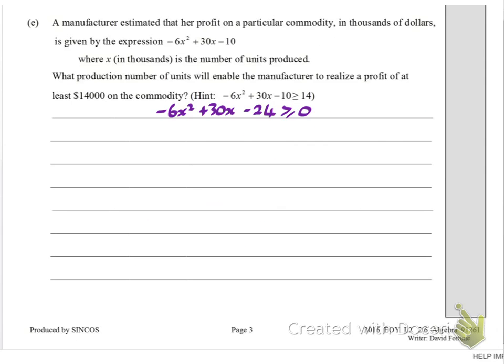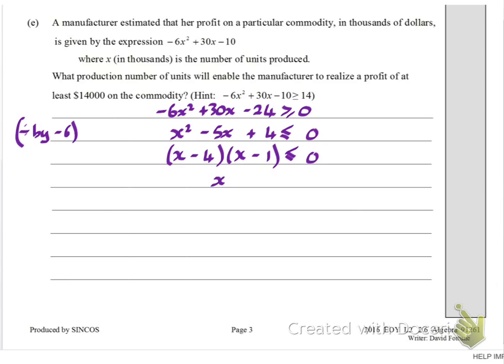And for this one here, we've got a hint there, so we move the 14 to the left hand side. Now remember, this here is in thousands of units, so you're going to have to convert your answer at the end. When you divide by negative 6, reverse the inequality. That will simplify your calculation right down, or you could have used the quadratic formula on your calculator. Either way, you'll find that x equals 4 or 1.